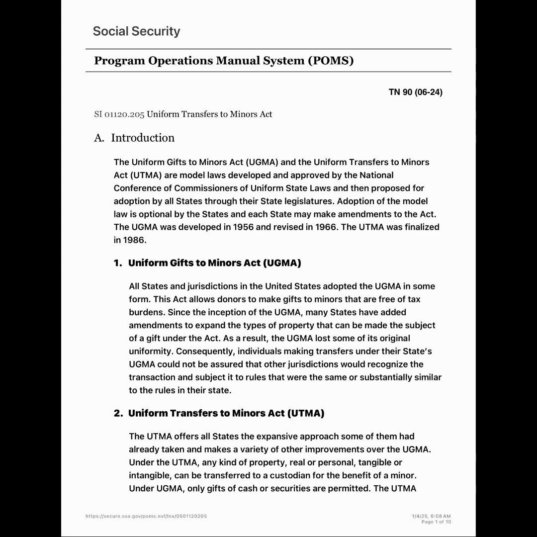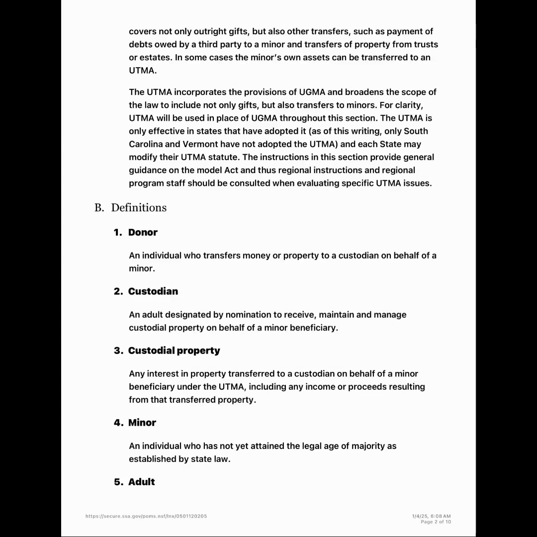The document provides key definitions. Let's go through them. What constitutes a donor in this context? A donor is simply the individual transferring assets to a custodian for the benefit of a minor. And the custodian? The custodian is the adult responsible for managing the custodial property until the minor reaches the age of majority. And custodial property encompasses? That includes the initial transferred property, plus any income or proceeds generated from it. It's the entire pool of assets under the custodian's control.